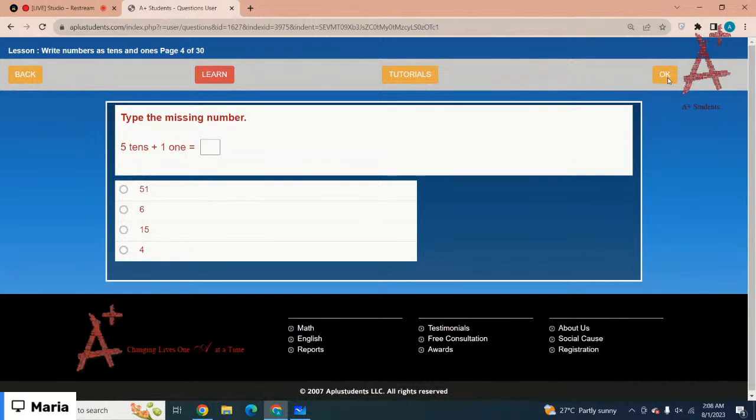Five tens and one ones. So that means 1 is at the ones position, the rightmost digit, and then you have 5. So it would be 51. The correct option is 51.